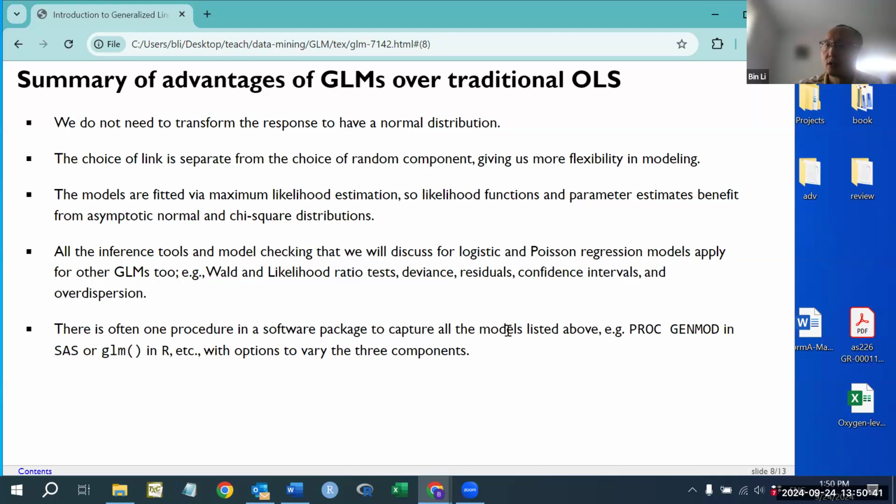Okay, and there's often one procedure in a software to capture all the models. That means we only need to use one function to do all these generalized linear models. We don't need one function for each type of model, just one procedure that applies to all the model types in the GLM. Like in R, we use glm. For SAS, the GENMOD procedure.